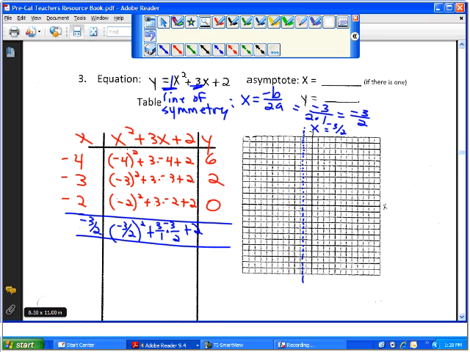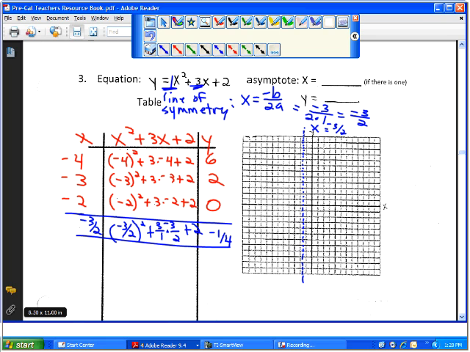Negative 3/2 squared is 9/4. 3 times negative 3/2 is negative 9/2. If you change that to fourths, you've got negative 18/4. So you get 9/4 and negative 18/4 is negative 9/4. Negative 9/4 is negative 2 1/4. Negative 2 1/4 plus 2 is negative 1/4. You can throw it in the calculator if you want to. It might give you the same answer, I don't know. Anyway, so we're going to plot those now.